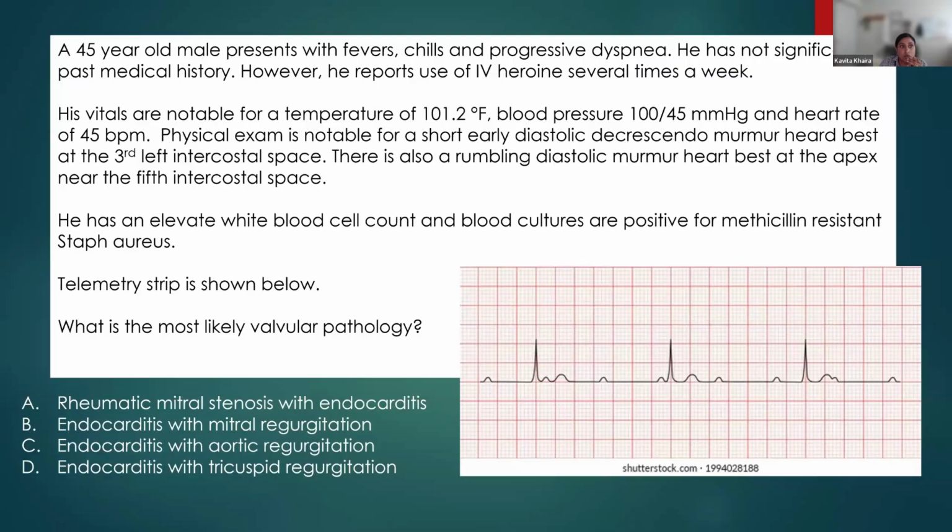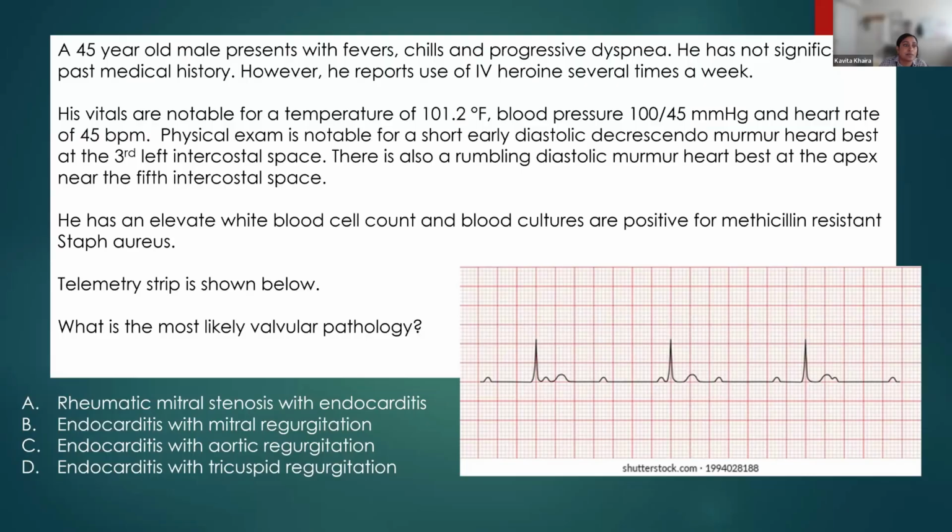Let's see. One more case I think we potentially have time for. We have a 45-year-old male who presents with fevers, chills, and progressive dyspnea. He has no significant past medical history. He, however, reports use of IV heroin several times a week. His vitals are notable for a temperature of 101.2, blood pressure of 100/45, and a heart rate of 45. Physical exam is notable for a short early diastolic decrescendo murmur heard best at the third intercostal space. There's also a rumbling diastolic murmur heard best at the apex near the fifth intercostal space.